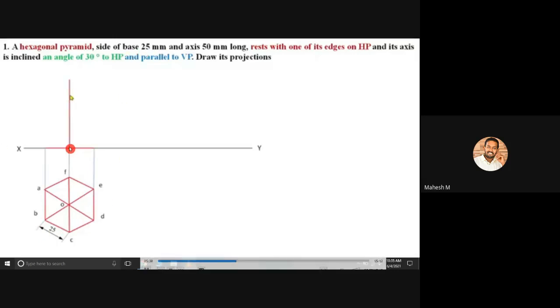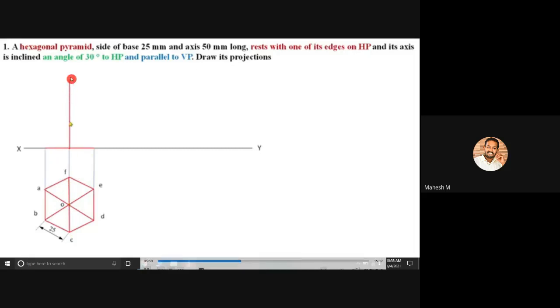Then this is our axis line. Normally you'll draw the axis line with a longer thin line and a shorter thin line with an equal gap. But here it is shown with a dark line. So I will show you the condition.